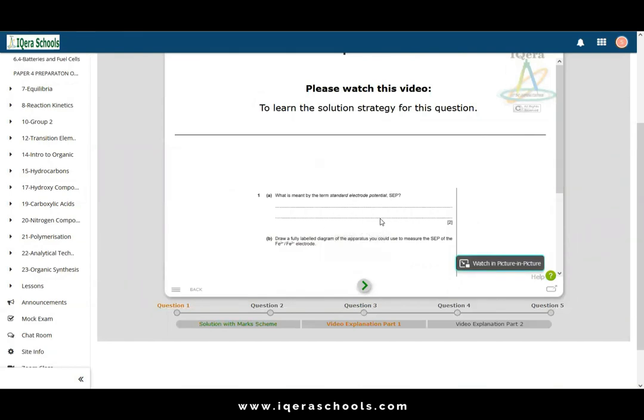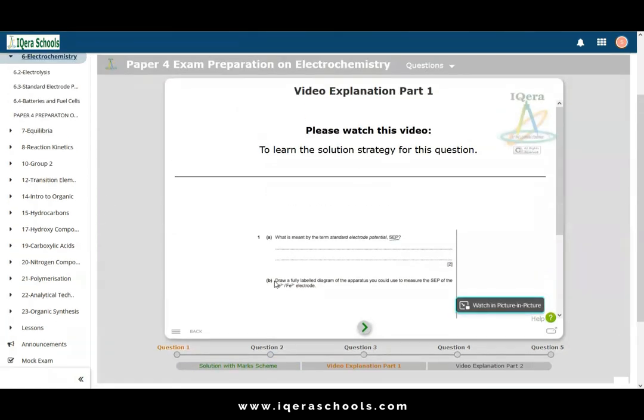Let's solve this one. What is meant by the term standard electrode potential? And how are we going to solve it? So, the student ensures they understand the potential of the electrode compared to the standard hydrogen electrode is standard electrode potential. So you will write compared to standard.